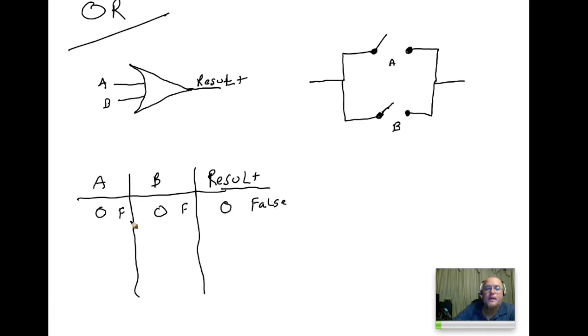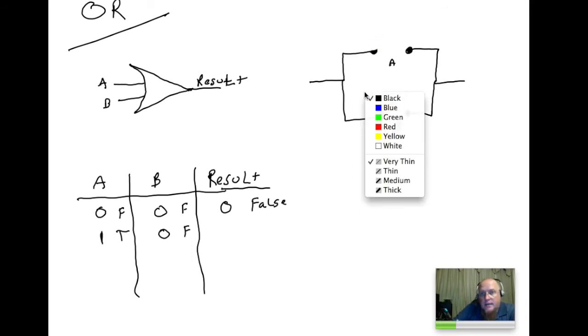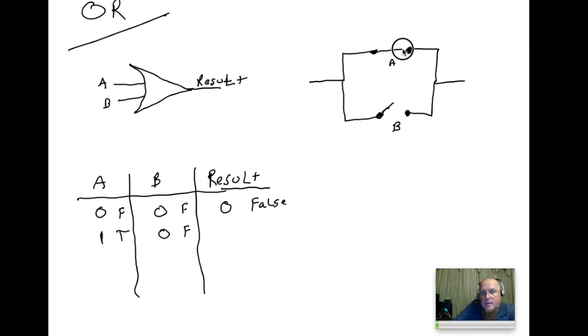Now if A happens to be on or true and B is off and false, let's see what happens. So we're going to erase that. And so A is now on, and B is off or false. I can't get across B, but look at this. I can get across A and make it to the end. So my end result is going to be true or on.